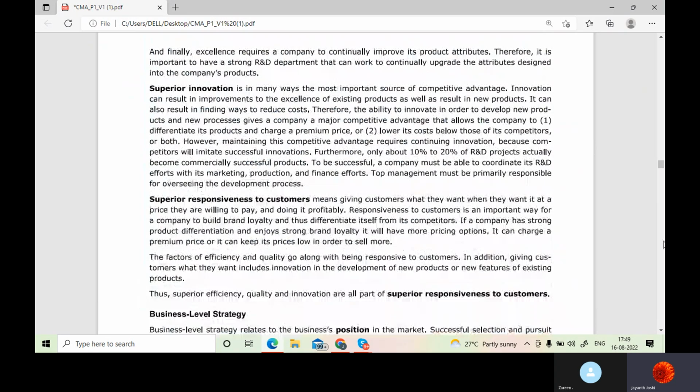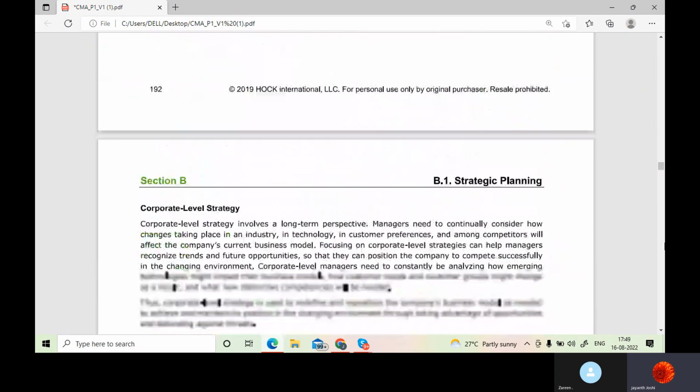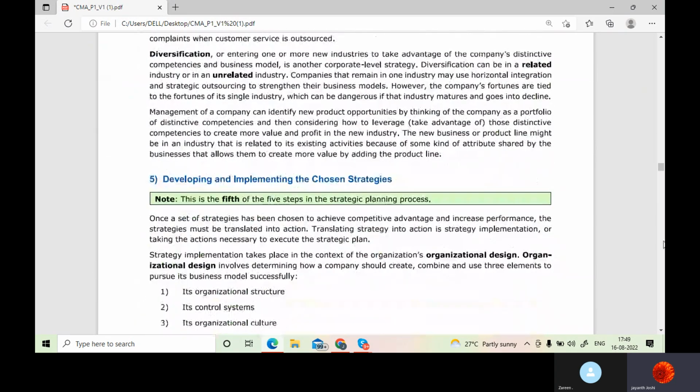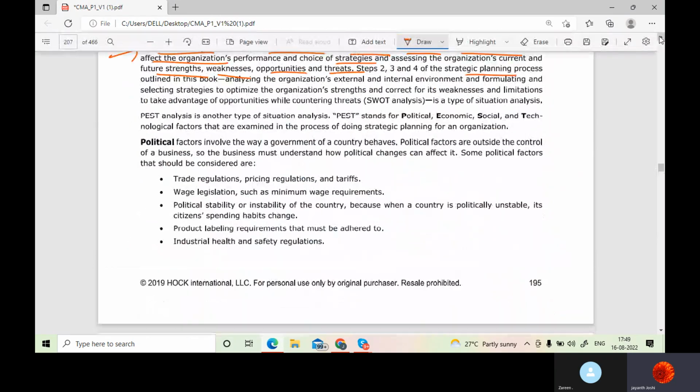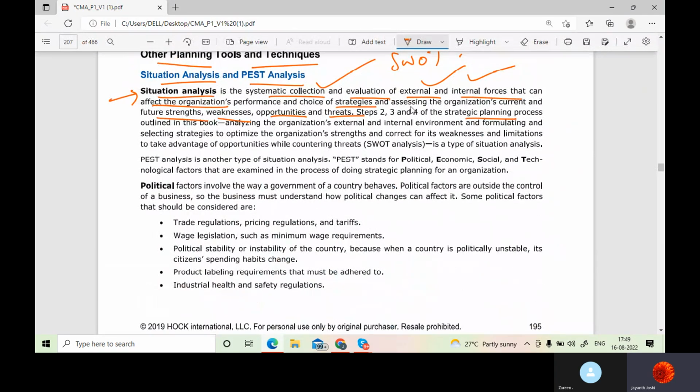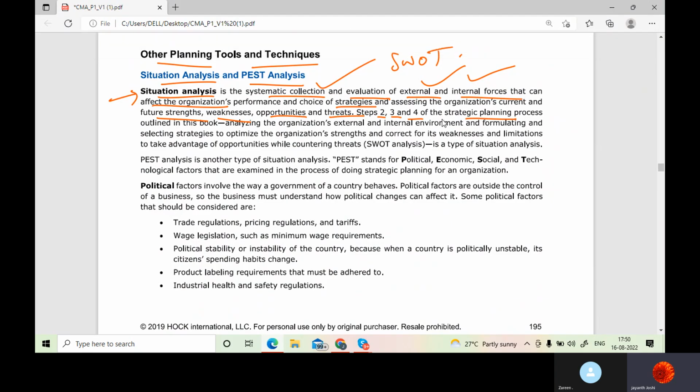And step 5, developing and implementing the chosen strategies. So what we are discussing here is steps 2, 3 and 4 of the strategic planning process, that is analyzing the environment, then making the strategies, and then implementing. These steps are outlined in this book, that is analyzing the organization's external and internal environment and formulating and selecting strategies to optimize the organization's strengths and correct for its weaknesses and limitations, to take advantage of opportunities while countering threats.